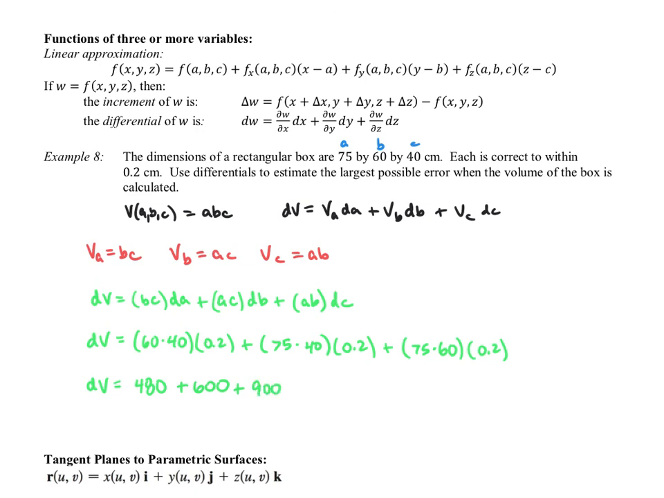Okay, so then we're just going to add up all of those parts, and that will be 1980. Okay, so that's going to be our differential. That's our approximate.